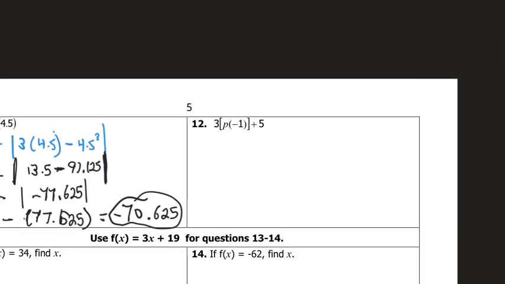Okay, 3 times, and what's p of 1? P of negative 1. So 1/2 minus 4/3 times the x number. We plug the x number in, and that was plus 5. It might help you with different colors to sort of keep track of things a little bit.